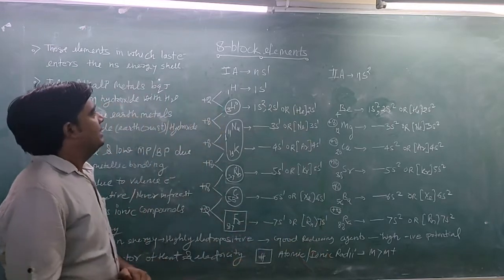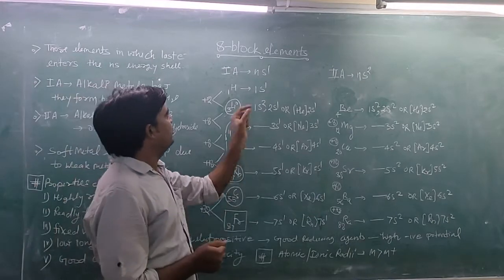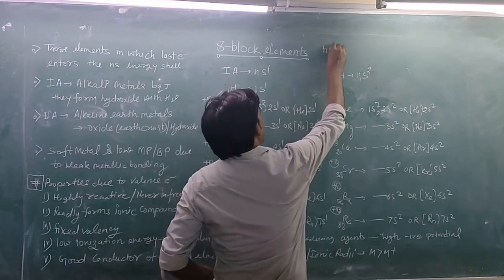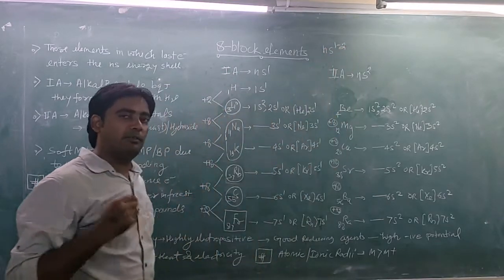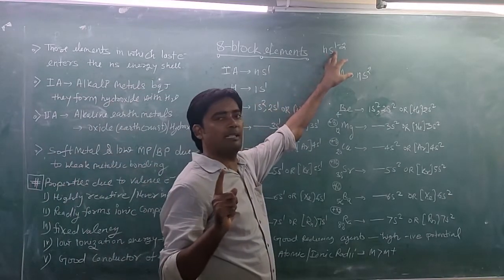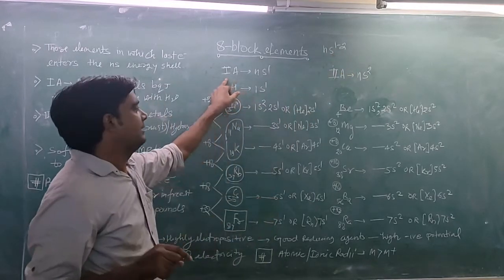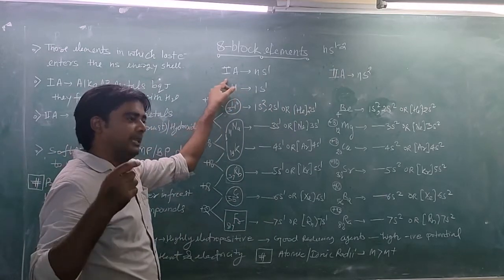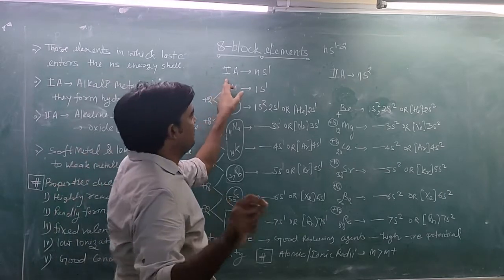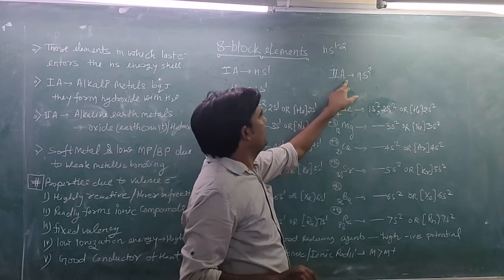Now we are talking about the electronic configuration of S block elements. The electronic configuration of S block elements will be ns1 to 2, maybe s1 or maybe s2. On the basis of the number of electrons in the S orbital, the group will be decided. If there is 1 electron, then it will be a first A group element. We have already discussed this in the last video, and the link of that video is given in the description box. If the S orbital has 2 electrons, then the group is second A.